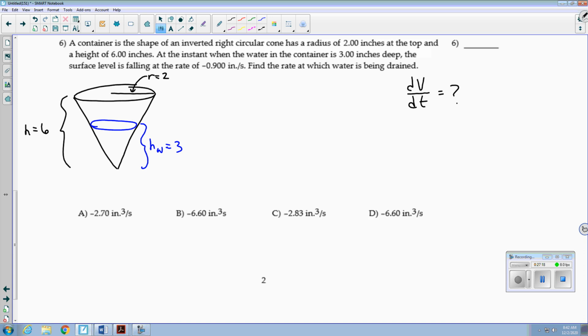Now, what's the equation for this? We should say the surface level is falling at a rate, so that means the height is decreasing. This is the rate of change of the height. The surface level is going down, so my height is decreasing. So let's say dH/dt, the height of the water at that point in time, is going down by negative 0.9. They were fortunate to give us a negative value, but if they didn't, you would have to recognize that because it's falling, it would take on a negative number. So how do we relate everything?